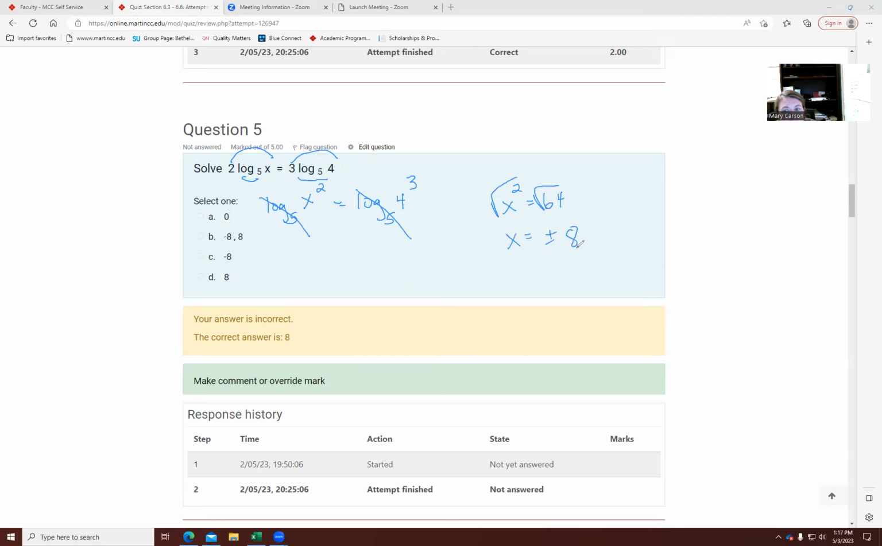Now the problem is if you take this and plug it back into the original equation, -8 would go here. And we remember the properties of logs: one of the properties is that your domain has to be greater than 0. So -8 would not work. Therefore 8 is the only answer on that one.